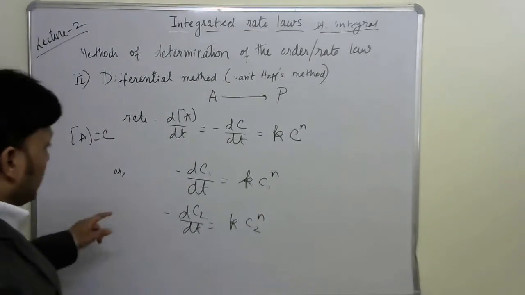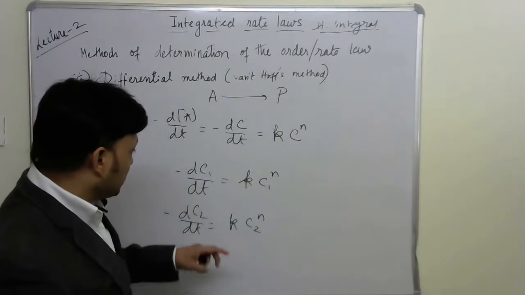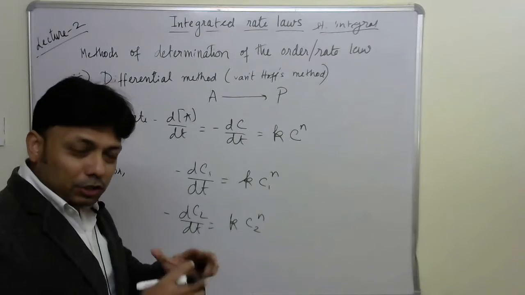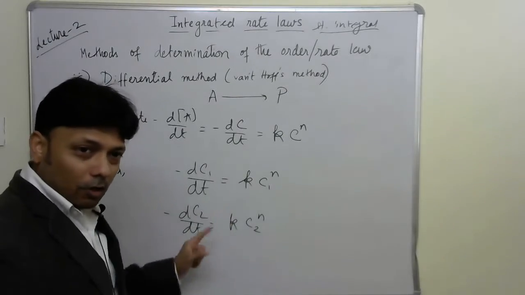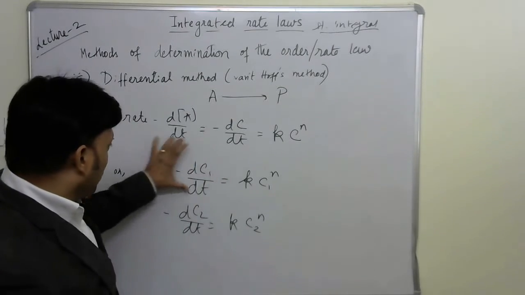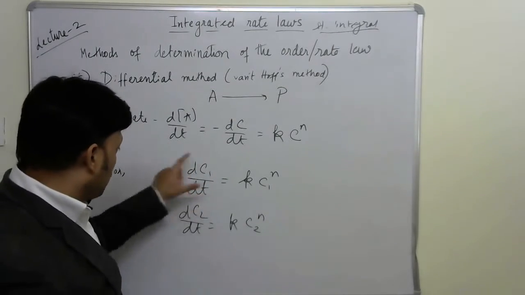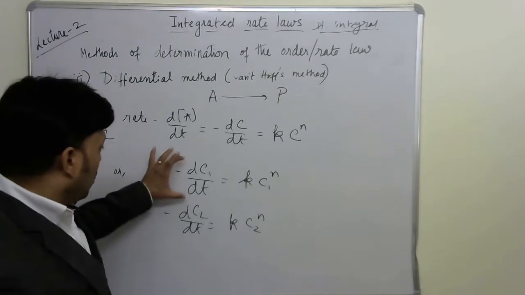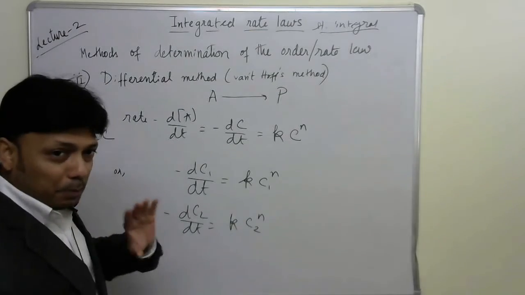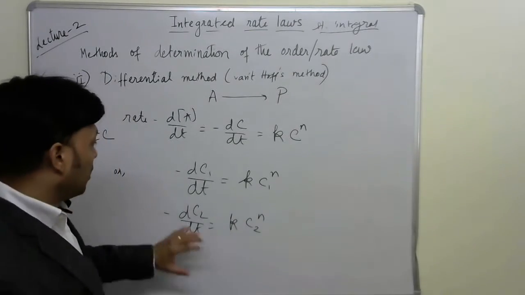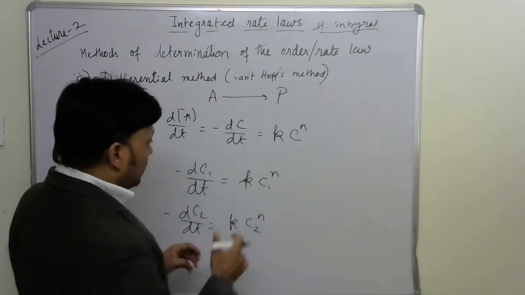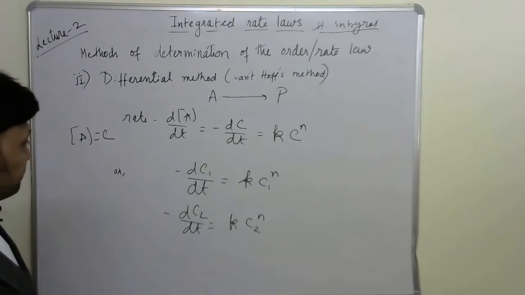Here C1 and C2 represent that the reaction is being done with two different initial concentrations. As you can see, that is why we are writing dC1/dt and dC2/dt. Of course this differential expression has a particular significance. We will come to that later on, but let's discuss how n is typically found out.